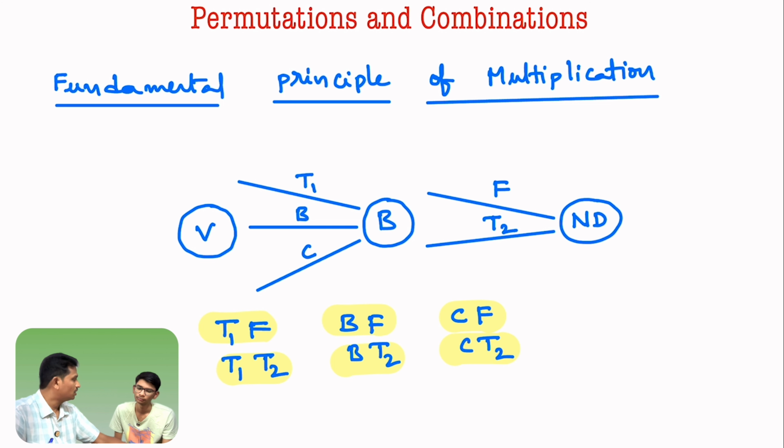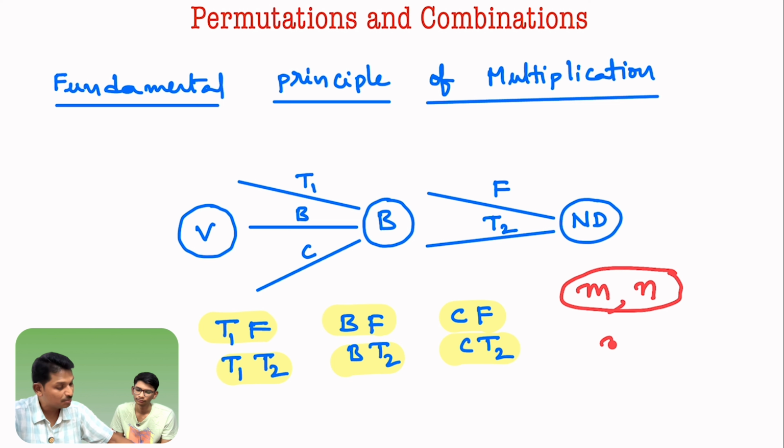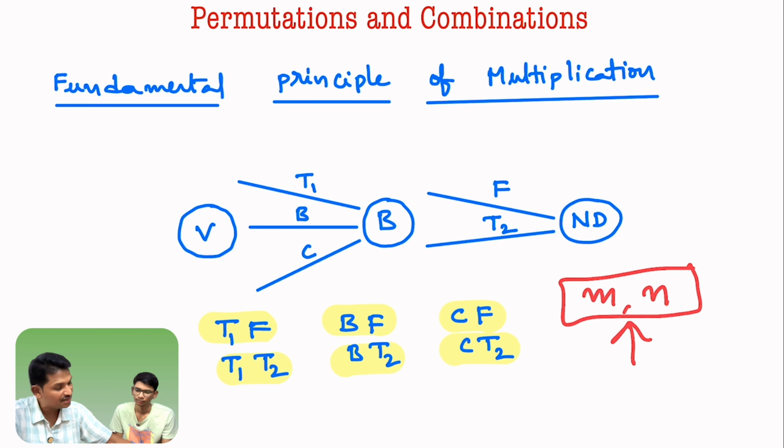Right? So, what is the fundamental principle of multiplication? Suppose there are 2 works. More than 2 works also, but first we will learn 2 works. There are 2 works. The first work can be done in m ways. The second work can be done in n ways. Then the total work in succession can be done in m into n ways. This is known as the fundamental principle of multiplication.